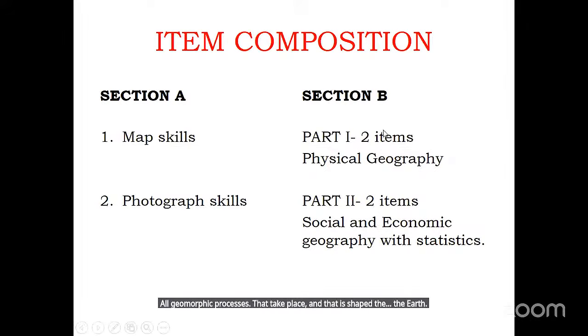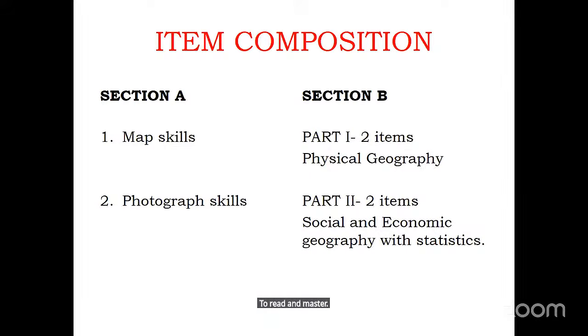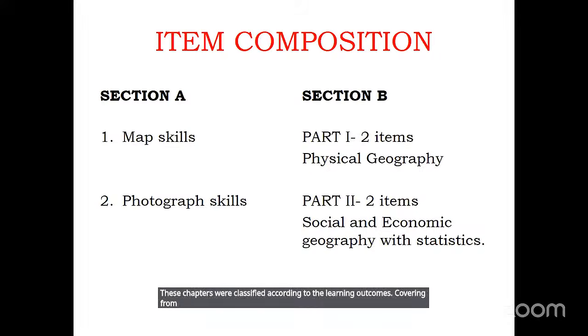2 items are set in this part, and a candidate is supposed to answer one. The 2 items set are of the same level of difficulty and the same level of simplicity. So you need to prepare yourself. Cover all the topics, there is no choice. In here, there are so many chapters that you need to read and master. UNEB chooses from anywhere because these chapters were classified according to the learning outcomes covering from senior 1 up to senior 4.